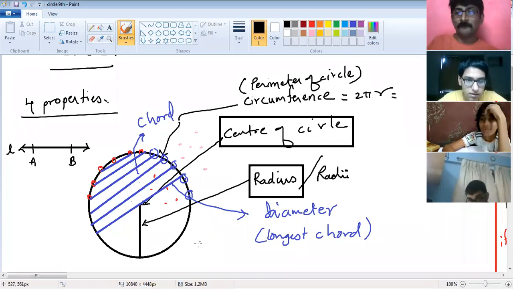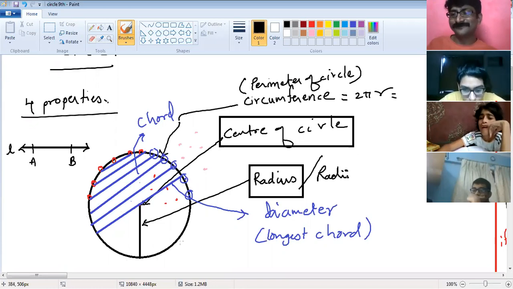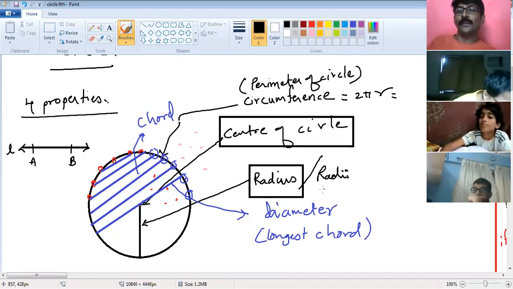How many points are on the circumference? Guess. How many points on the circumference? Infinite. There are infinite points. So if there are infinite points on the circumference, how many radii can be drawn? Infinite radii. Now radii is the plural of the word radius. Are you getting it? Radius is singular and radii is plural. So we can draw infinite radii in the same circle, and they are all of the same measure.